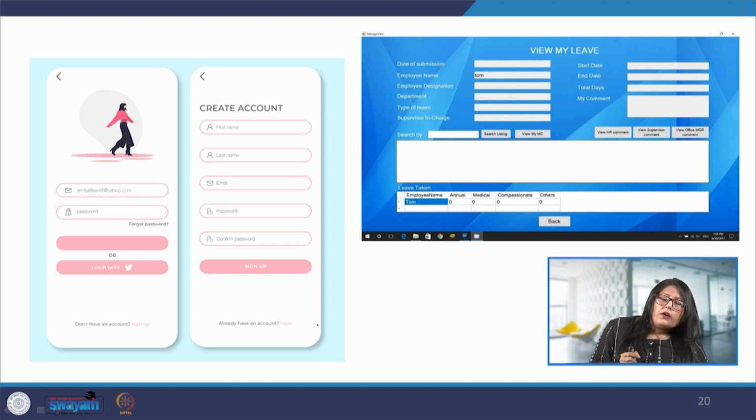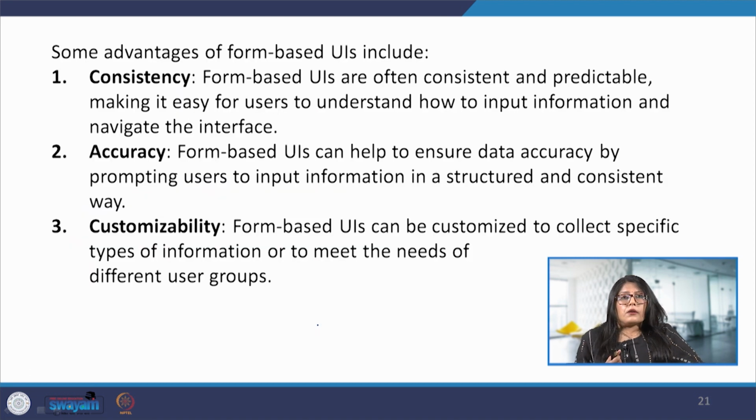So, these are very effective ways of getting the input of the user, but they have to be designed well in order to get the correct information and to minimize any type of frustration that the user may feel while using them. So, some advantages are consistency.